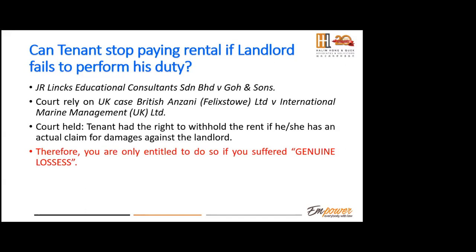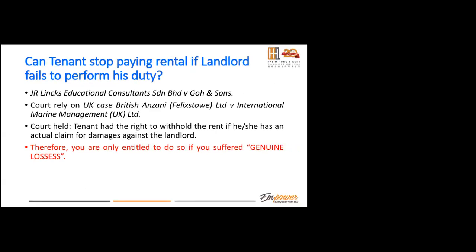Tapi ada satu condition saja, you boleh tak bayar tu, you boleh withhold provided you suffer genuine losses. So I had highlighted the genuine losses in red. So as long as you can prove, okay, sebab you tak fixkan leaking tu, semua kitchen appliances saya dah rosak, jadi you nak prove lah genuine losses. Bukan senang-senang saja you boleh withhold this rental.